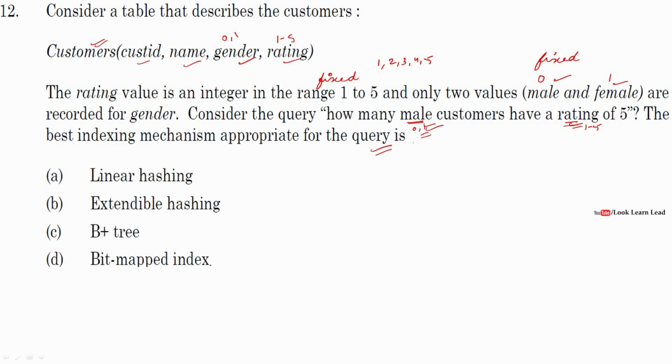So we would be using a bitmap index. When the values are fixed, then a bitmap index should be used. It is the best option. So our answer is D. Okay, let's move on to the next question.